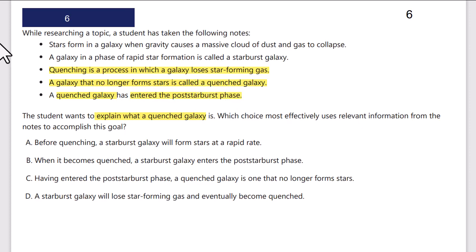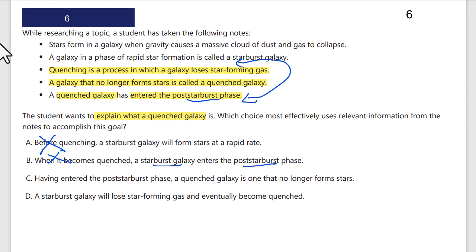Let's see what fits best. Before quenching, a starburst galaxy will form stars. No, that's definitely not the quenched galaxy. That's before the quenched galaxy discussion. When it becomes quenched, a starburst galaxy enters the post-starburst phase. Well, no, that doesn't say anything about losing star-forming gas and the definition of a quenched galaxy. That's talking about a starburst galaxy jumping straight to the post-starburst phase. Okay, that's jumping from there to there without the pertinent information in between. That's not going to be right.